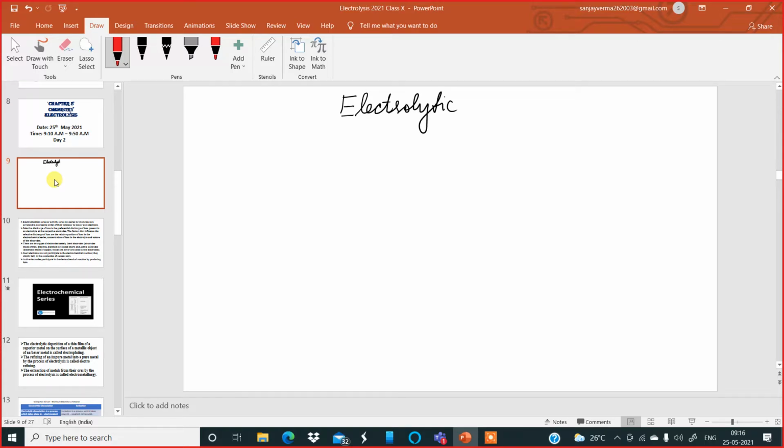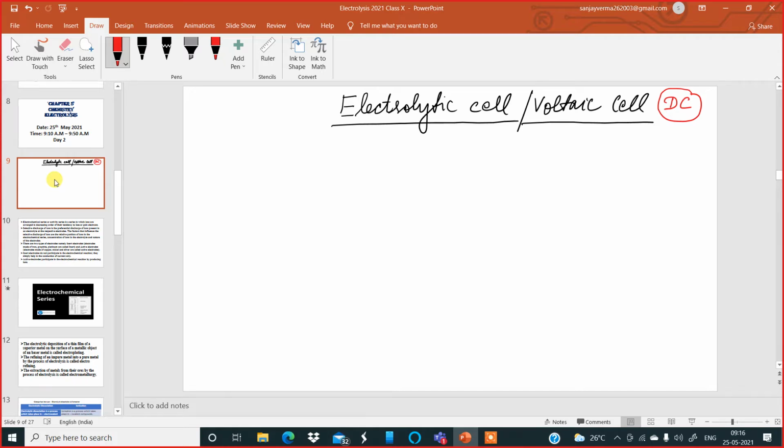Electrolytic cell. An electrolytic cell is also called a voltaic cell. Now, in an electrolytic cell, we use direct current. We use a direct current to cause a chemical change.